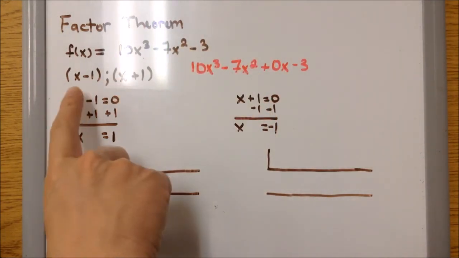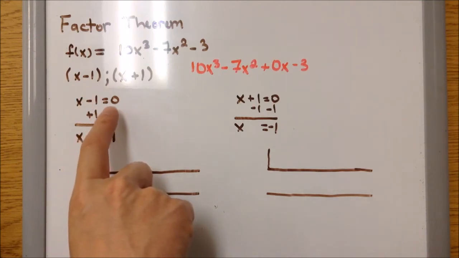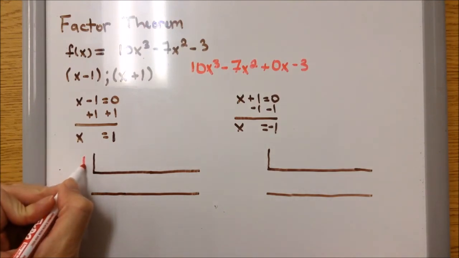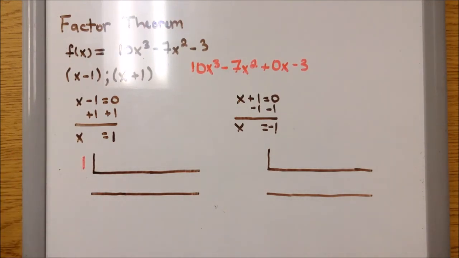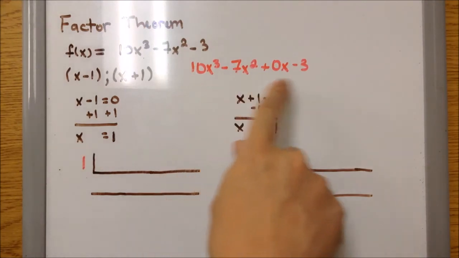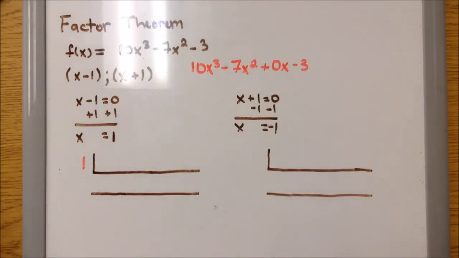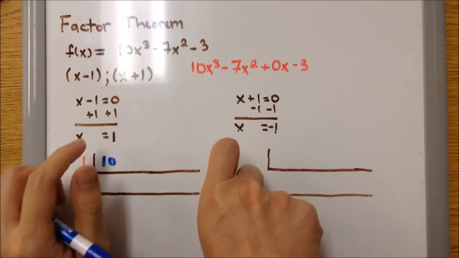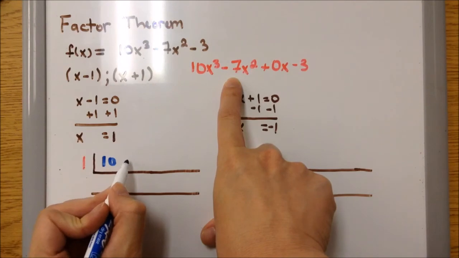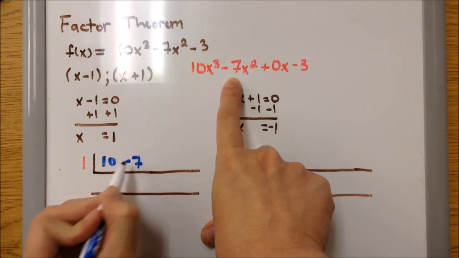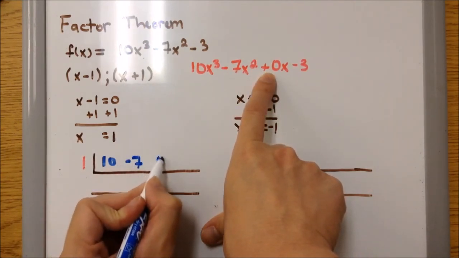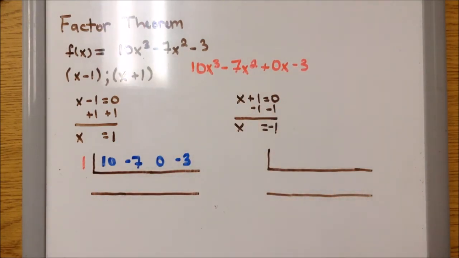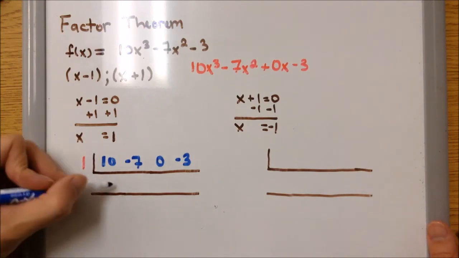So I did x minus 1, set it equal to 0, solved for it, and x equals 1. So I'm going to put 1 right here. And then I'm going to use the coefficients from the problem. So 10, and then, since it's minus 7, negative 7. And then 0. And then, since it's minus 3, negative 3. First step of synthetic division: always bring down the first number.